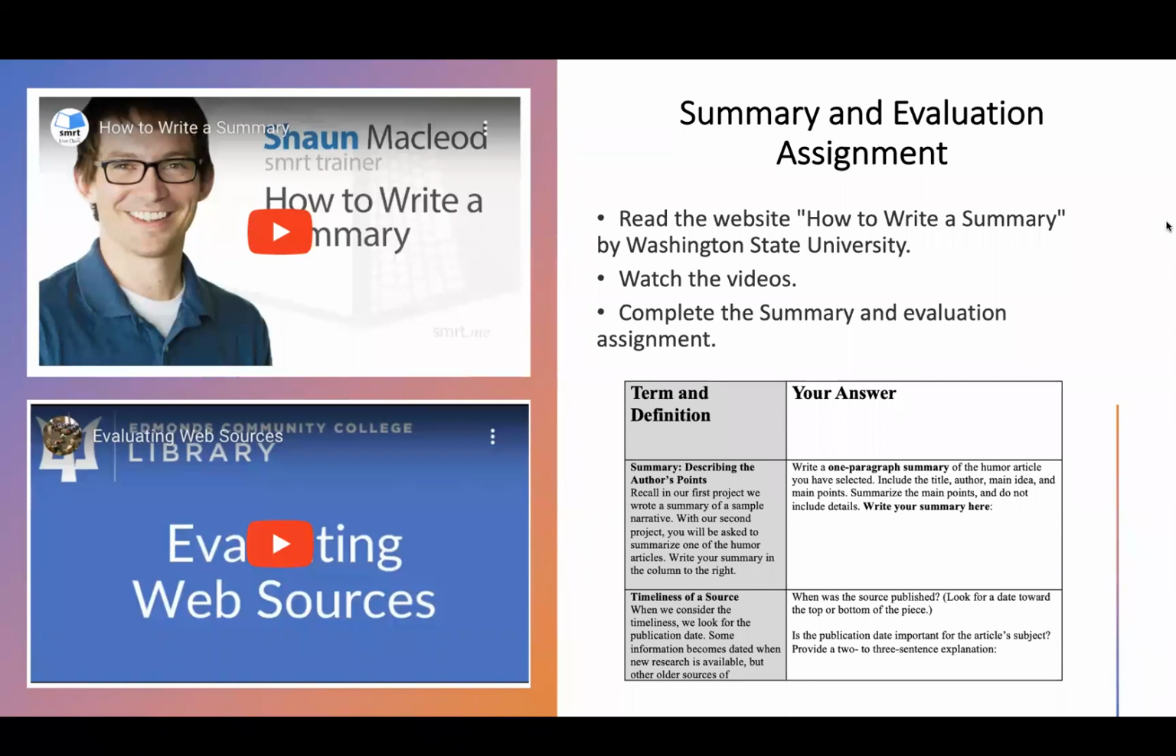So we're going to start developing a humor argument assignment this week, and you'll be asked to include evidence from one of the humor articles you've read. It is important that we evaluate that source first so we can decide, is this writer's ideas trustworthy? Can I use them as support for my own writing?